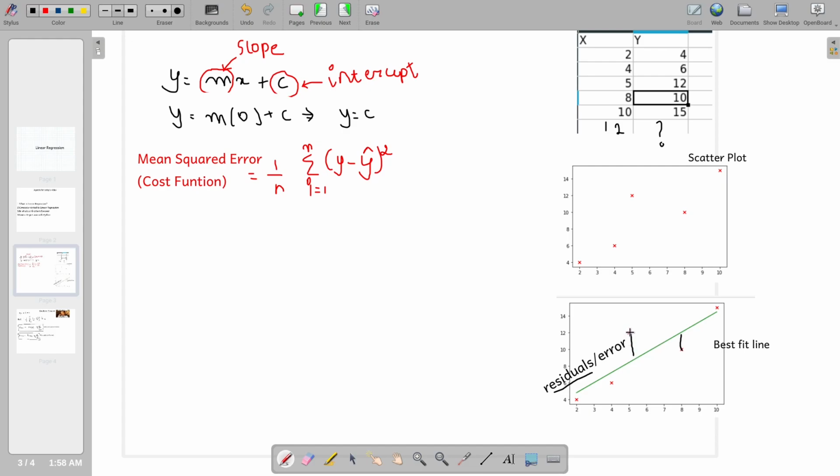The distance between actual and predicted is called a residual. This is a residual, this is a residual, even this is a residual. Okay, so you may think, what would be the best fit line? The best fit line is a line which has the least residuals or least error. You all make errors, right?